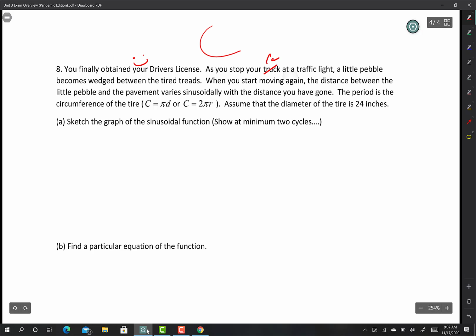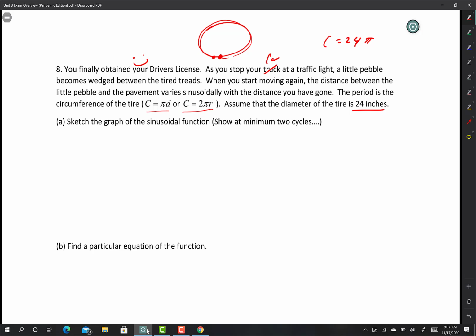Yeah, that makes sense, guys, because if the pebble is stuck right here, it travels the entire distance of that tire, up and down over and over again. Assume that the diameter of the tire is 24 inches. So the diameter of the tire is 24 inches. That's going to be, my circumference is 24 pi.